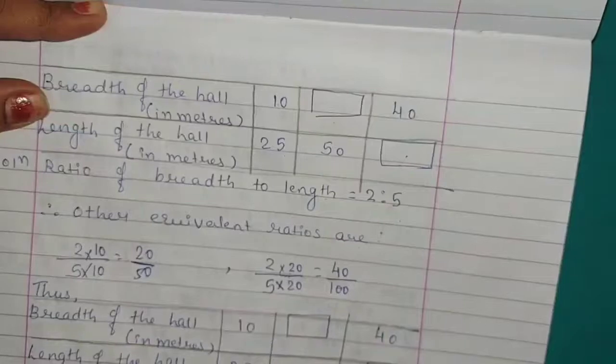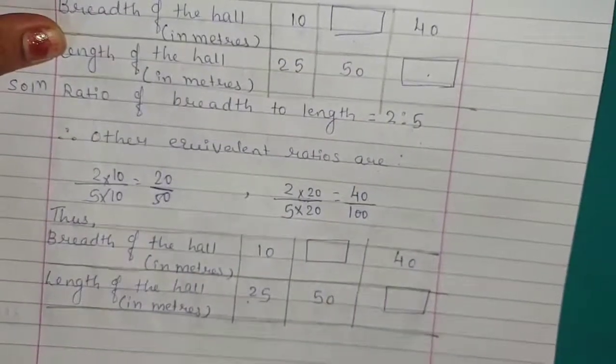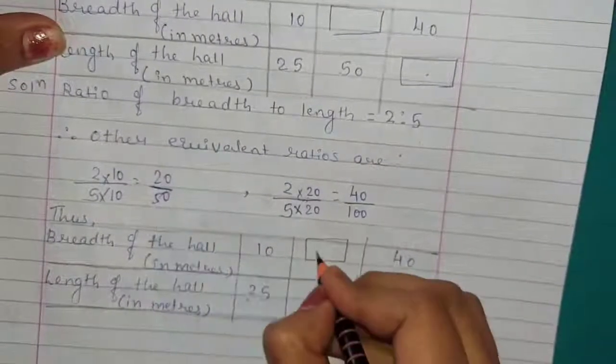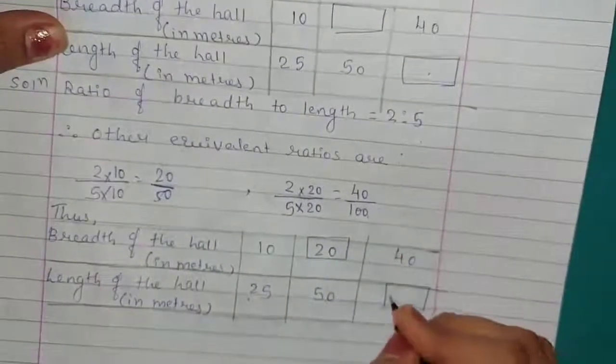Hence students, let us complete the answers in the boxes. Thus, breadth of the hall in meters: here 50 is there, so what will we write? 20. And here 40 is there, so what will we write? 100.